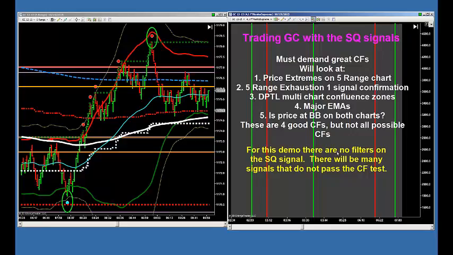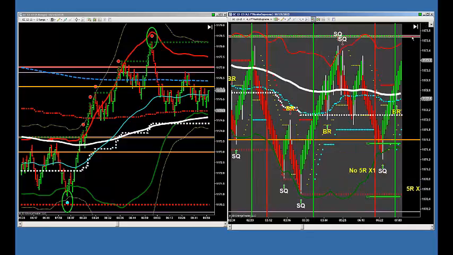Now, I will tell you, when I'm actually trading these, I do filter some of these SQ signals out, some of the real counter trend ones. But for this demonstration, I just wanted to show all. The number 3 item we'll look at is the DPTL multi-chart confluence zones, number 4 is just major EMAs, and number 5 is price at the Bollinger Band on both charts. So these are 5 good CFs, but not all possible CFs. So let me do this, and we'll bring our chart back.